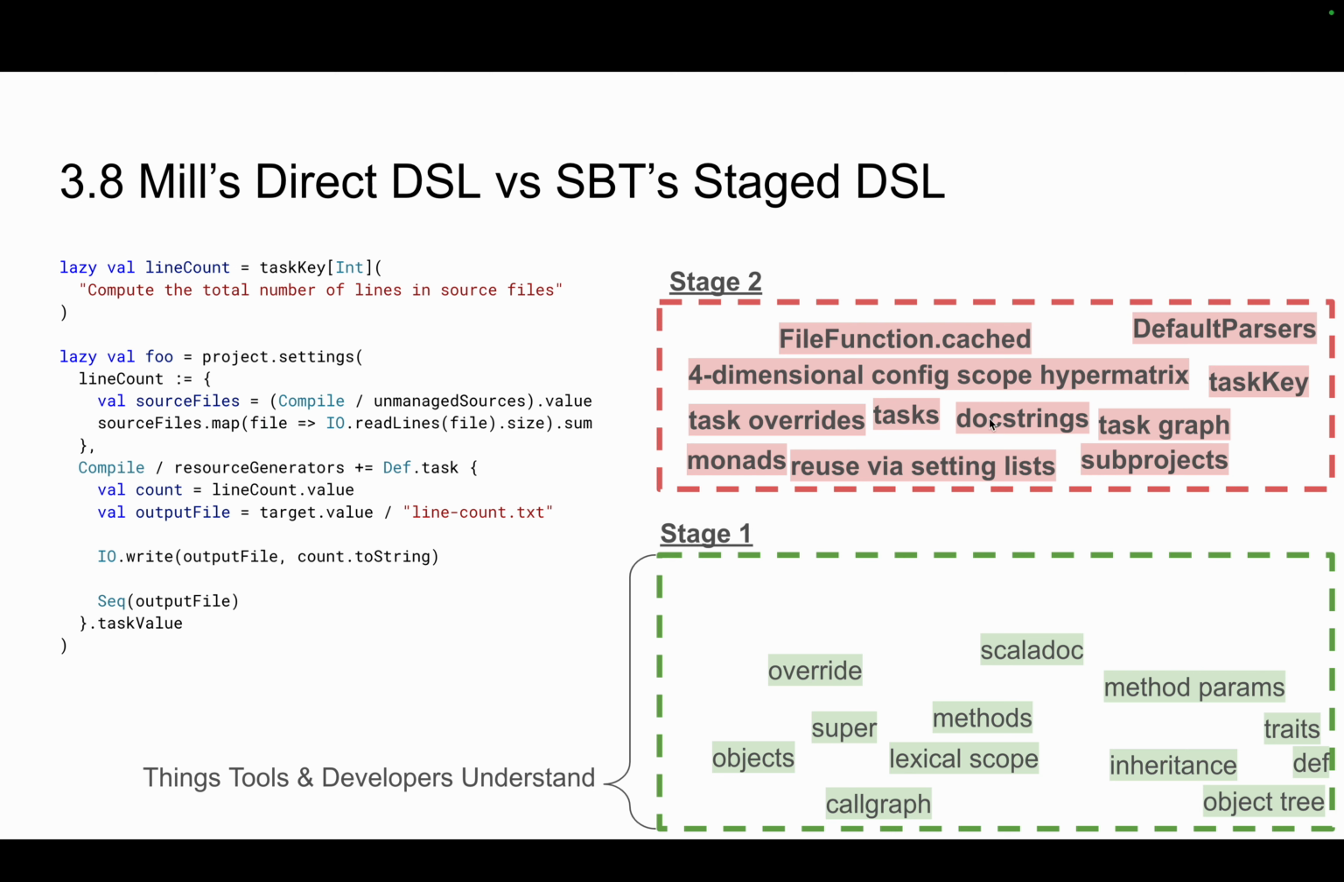And the more interesting part about it, for example, how the 4-dimensional config scope hypermatrix works in SBT, that stuff is totally outside of Scala and therefore totally outside of the expertise both of IntelliJ and VS Code as tools, as well as any Scala developers that you may be employing in order to work with this build. Like your Scala developers know the stuff down here, your Scala developers don't know the stuff up here.